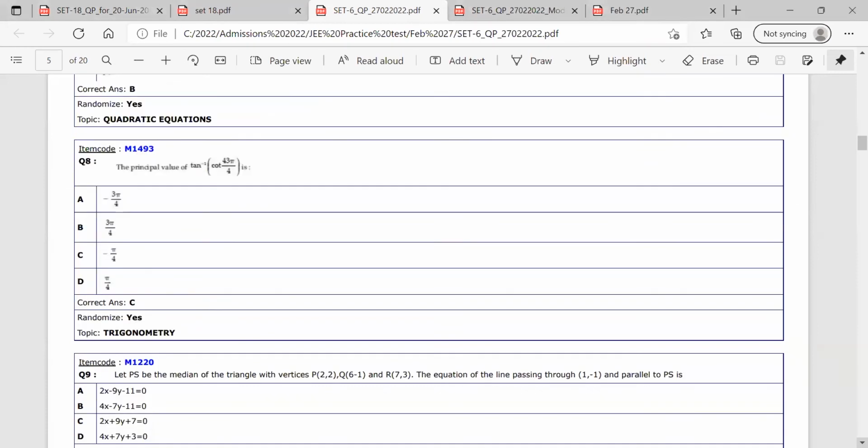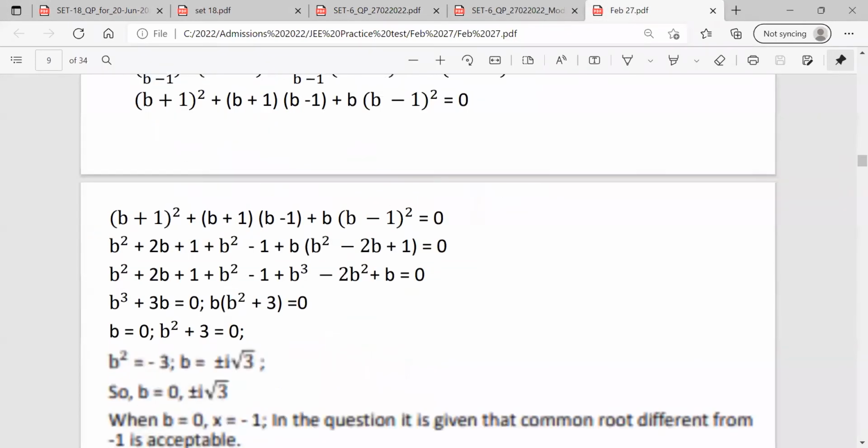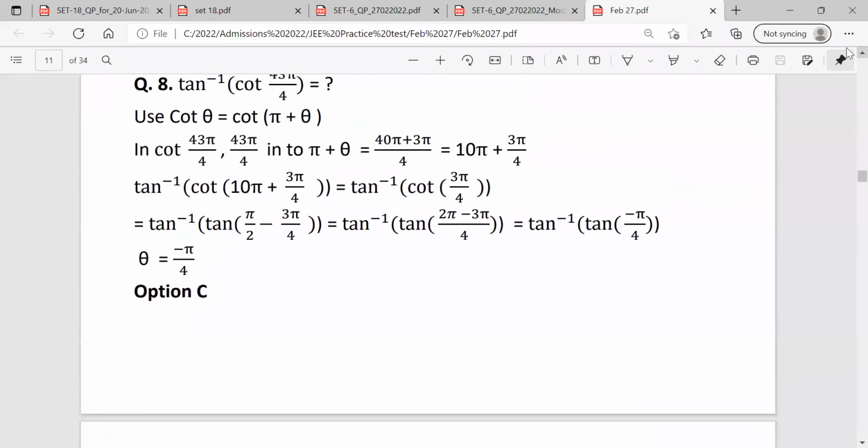I think my screen is visible. The next question is question number 8. It's a really easy question: the principal value of tan inverse of cot 43 pi by 4 is. This is a question which is asked in different exams, even in your board exams. So let's see how we are going to solve this question.